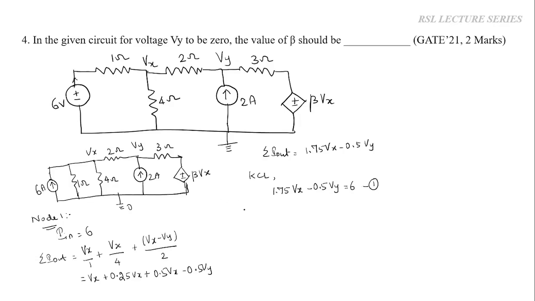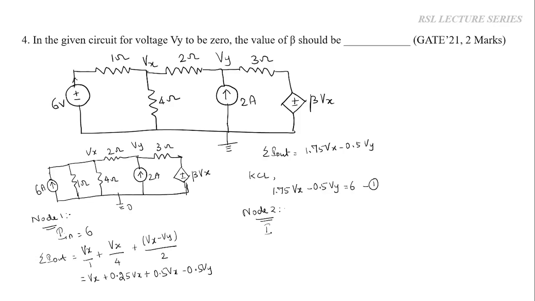So next we'll write the equation for node 2. Again, for node 2 we have to write the incoming current as well as the outgoing current. If you see node 2, the elements connected are a 2 ohm resistor and a 3 ohm resistor. Here this is a 2 ampere source flowing towards the node, and this is the voltage source.